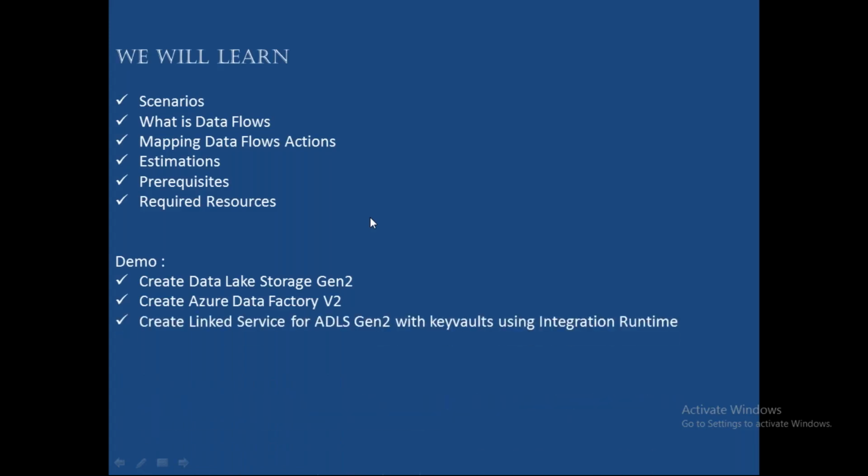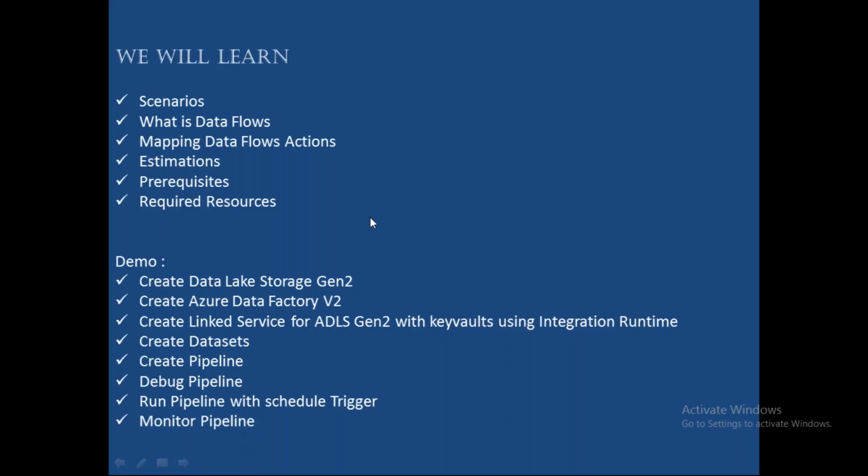Then we are going to create Data Factory V2. Then we need to create the linked service for ADLS Gen 2 using key vault. I need to read my username and password from the key vault. Otherwise, what happens if I hard code my username and password? That is not secure. Next, we will create data sets, pipelines, and then debug or run the pipeline. If I'm going to run a pipeline, I will schedule it with the help of a schedule trigger. Finally, you can monitor the run details, the execution of the pipeline.